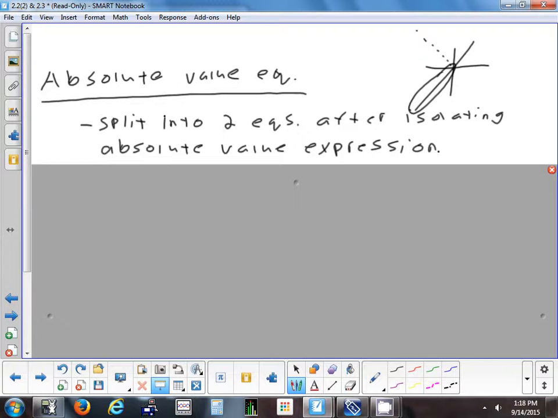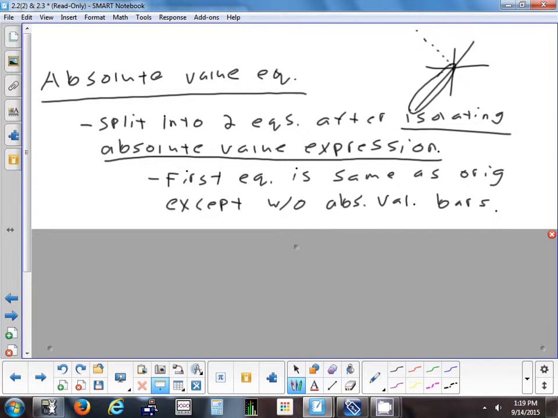Okay, we're not going to spend a lot of time solving it on a calculator. We'll just do it with algebra. So the idea is we're going to take the original problem. We're going to make sure that the absolute value expression is by itself. And then after that, we're going to split it into two equations.